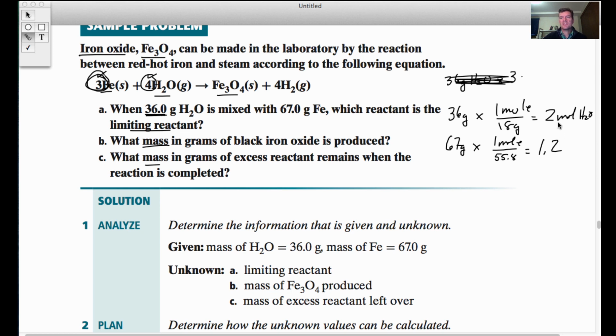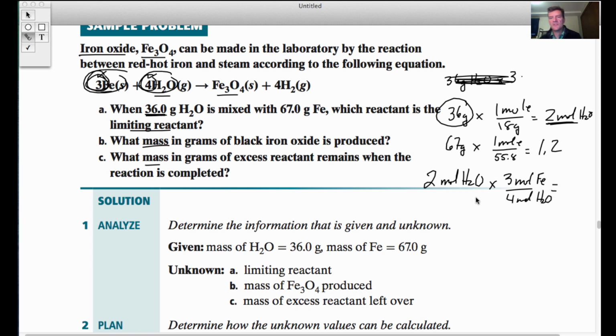All right, so 1.2. Now let's see which one we have enough of and which one we don't have enough of. So let's take this one right here, water. Okay, I have 2 moles of water. My 36 grams of water is 2 moles. Well, I notice that water and iron react in a 4:3 or 3:4 ratio. So let's take this 2 moles of water, and to find out how many moles of iron I would need to perfectly react with that, I need to multiply by 3/4. 3 moles of the iron for every 4 moles of the water.